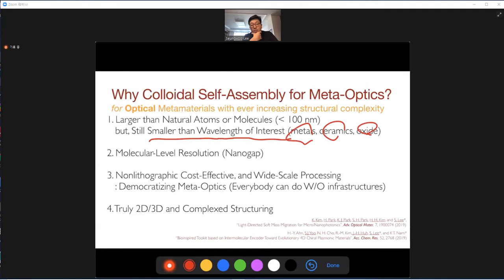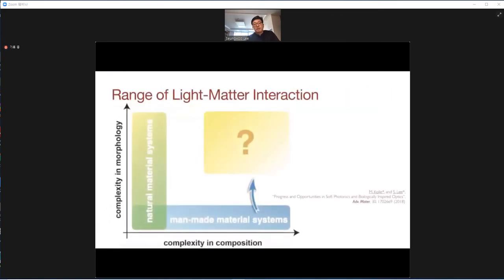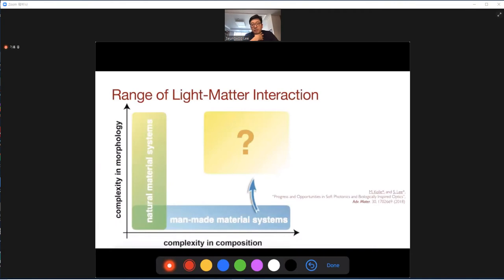Also, we don't need to depend on the lithography method anymore. So cost-effective and wide-scale processing is also possible. What that means is that everybody in here could do that without any kind of infrastructure. So I strongly believe that this daunting feature can further democratize meta-optics. And also, as we saw just now, both 3D and 2D superstructures can be accessed with ever-increasing structural complexity. Structural complexity is quite important because it can expand the accessible range of light-matter interaction.